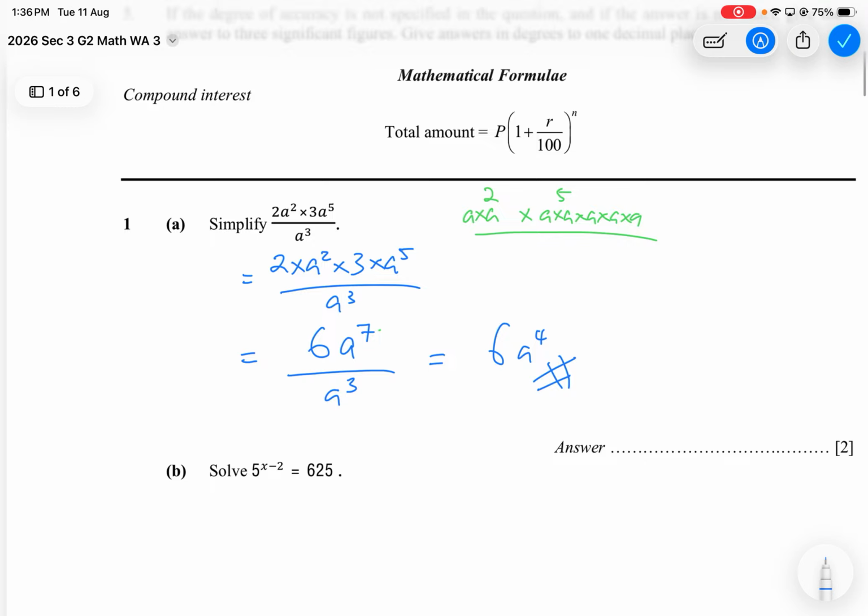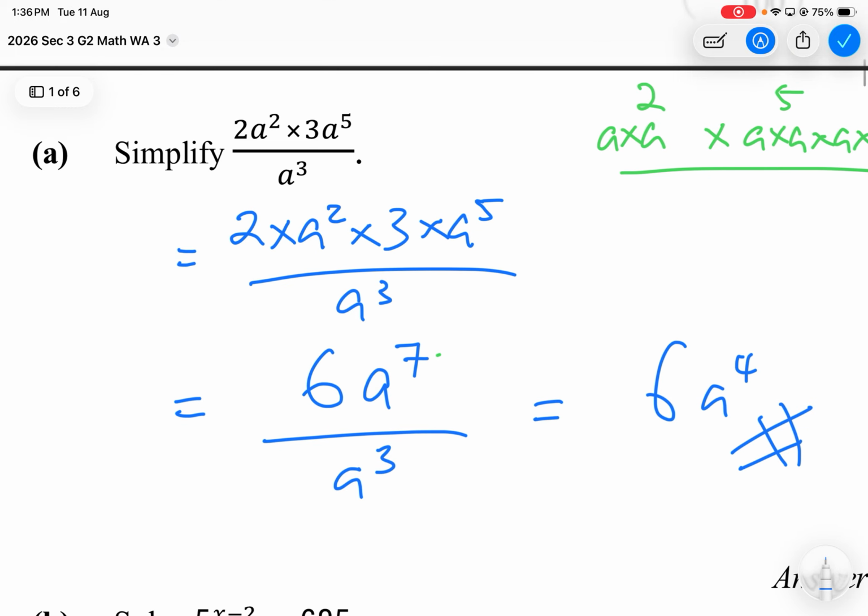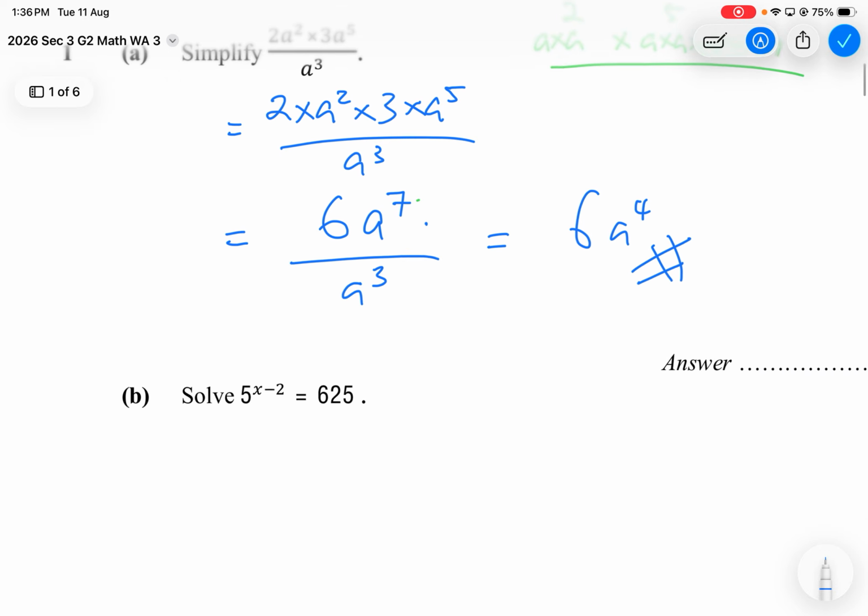You get the first step, 6a to the power of 7 at the numerator, you get 1 mark. Here you get 1 mark. Then if you get the final answer, you get 1 more mark.